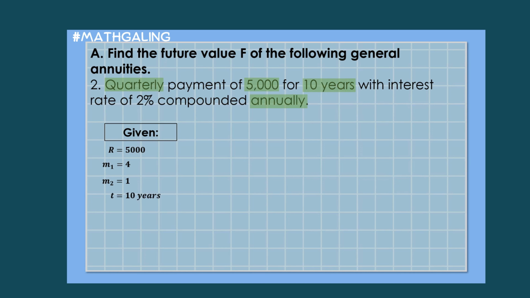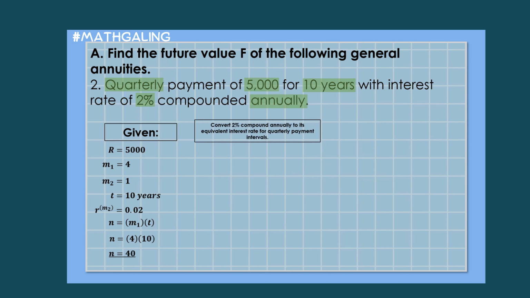So the nominal rate is very easy to find. The nominal rate is 2%, and converting it into decimal, that is equal to 0.02. And the value of our n, using the formula given, is M sub 1 times time. So converting it into our given, it is now 4 times 10, and 4 times 10 is equal to 40. Convert the rate compounded annually to its equivalent interest for quarterly payment intervals.